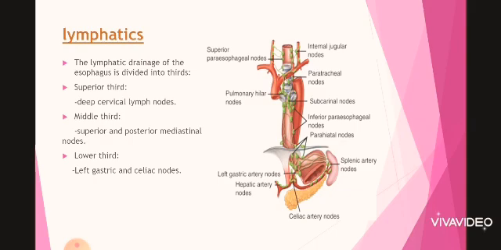Lymphatics. The lymphatic drainage of the esophagus is divided into thirds: superior third, middle third, and lower third. Superior third drains to deep cervical lymph nodes. For middle third, there are superior and posterior mediastinal nodes, and for lower third, there are left gastric and celiac nodes.